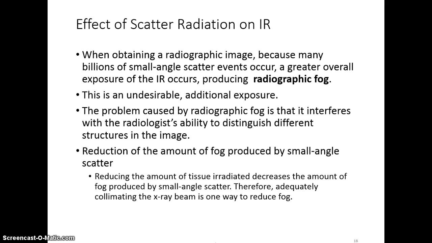Alright, scatter on your IR has to do with fog. Fog is unwanted density tones on your image receptor. Anytime you have unwanted density tones on your image receptor, what you're doing is covering up some of the anatomy that the radiologist needs in order to give a good diagnosis for the patient. So how do you control fog? You make sure that you're using the proper technique, make sure you have the correct distance, make sure you're shielding the patient, make sure that you are collimating, because by collimating, you're going to reduce the volume and area of tissue exposed.